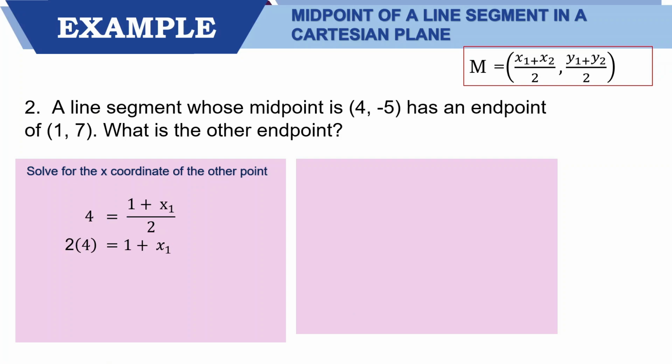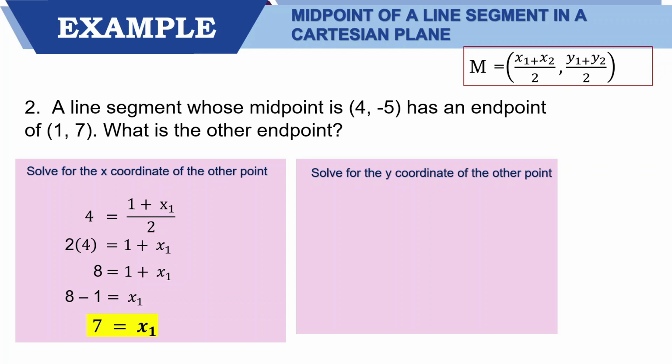Using cross multiplication, we have 2 times 4 equals 1 plus x sub 1, which translates to 8 equals 1 plus x sub 1. And 8 minus 1 is equal to x sub 1 using the addition property of equality. Now, 8 minus 1 is equal to 7. Therefore, that will be our x-coordinate.